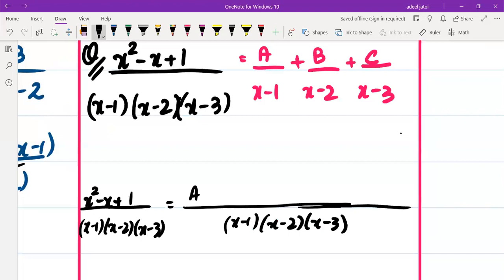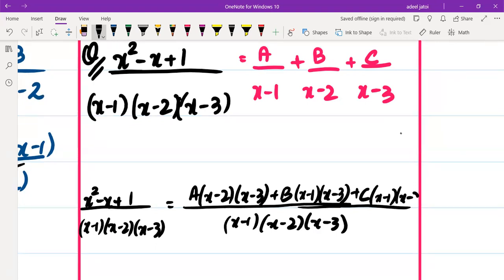So what do we write with a? Since x minus 1 is under a and x minus 1 is in the LCM, x minus 1, x minus 1 is cancelled. So you're left with what? x minus 2 and x minus 3. Whereas for b, you have denominator x minus 2, so x minus 2, x minus 2 are cancelled. You're left with x minus 1 and x minus 3. And for c, you have denominator x minus 3, so x minus 3, x minus 3 are cancelled. You're left with what? x minus 1 and x minus 2.